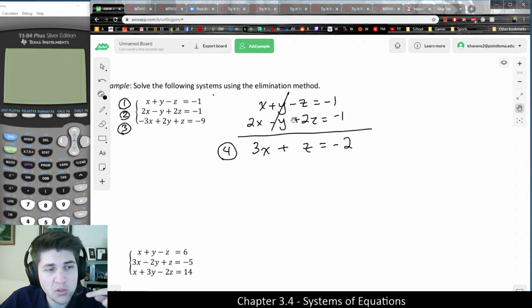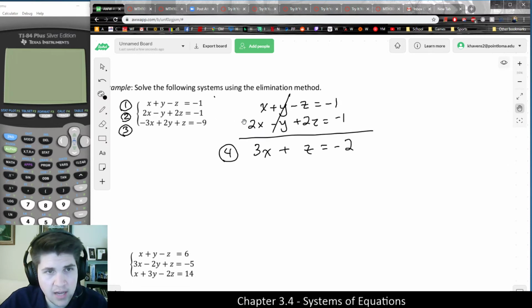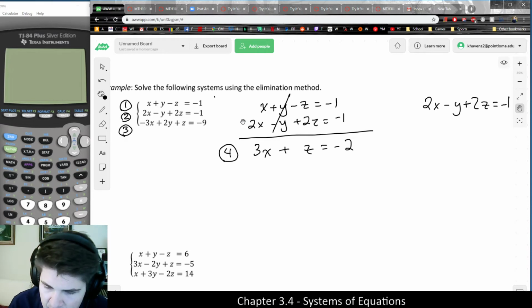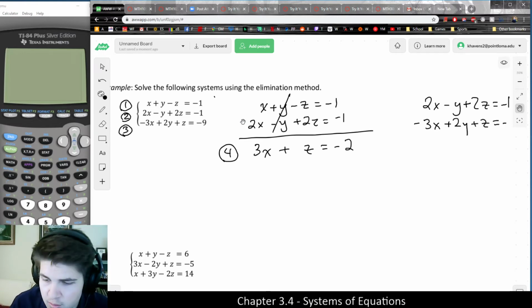But basically what you want to remember is you want to do exactly what I just did twice. I want to eliminate y with one pair. I want to then find a different pair of equations and eliminate y from that. So what I'm going to do next is use equations 2 and 3 and do the exact same thing, eliminate y from those as well. So I'm just going to copy them down over here. Equation 2 is 2x minus y plus 2z equal minus 1. And equation 3 equal to minus 9.